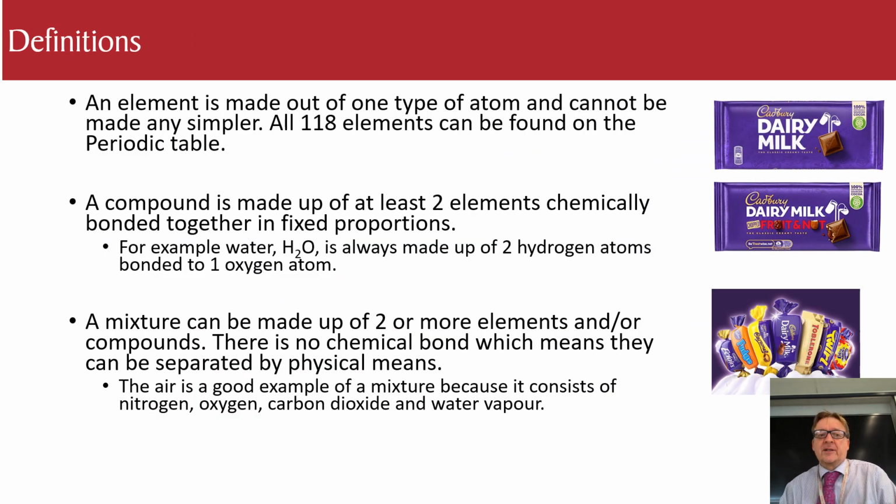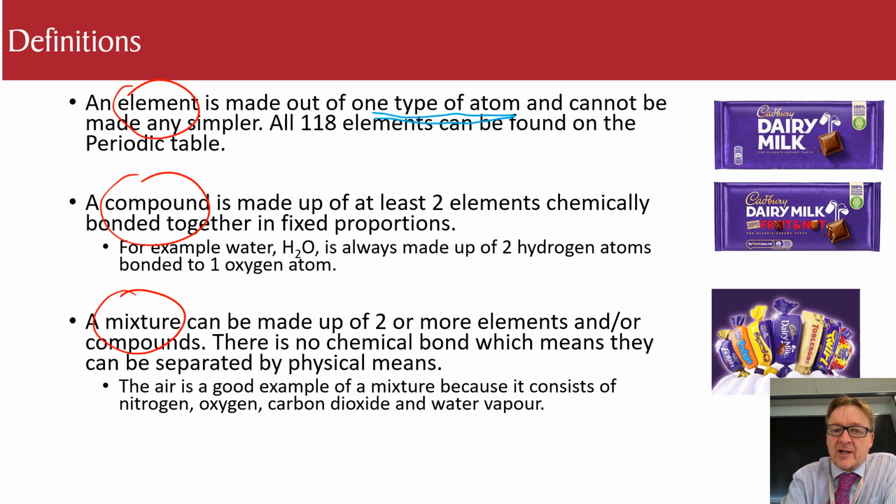Right, so firstly, definitions. There are three main things: element, compound, mixture. An element is one particular type of atom, and it cannot be made any simpler, and there are approximately 118. That is your original Dairy Milk.